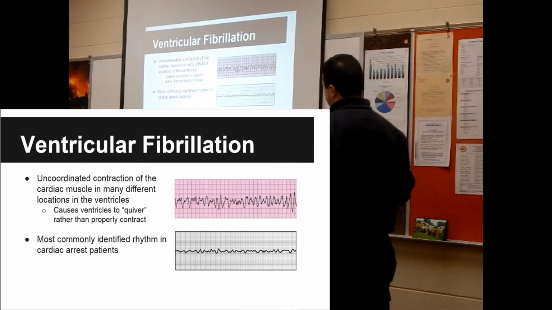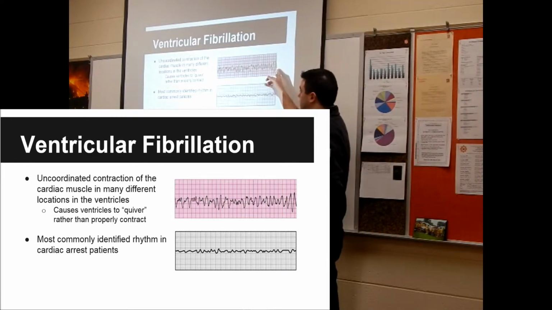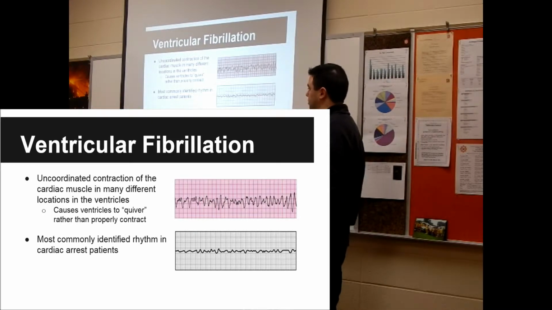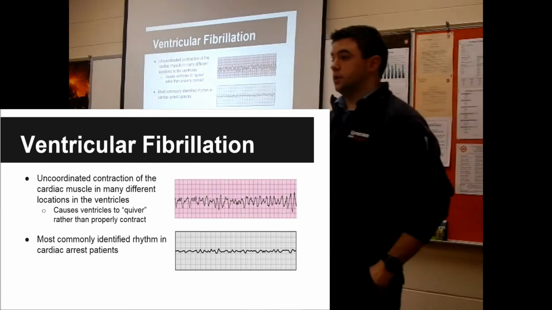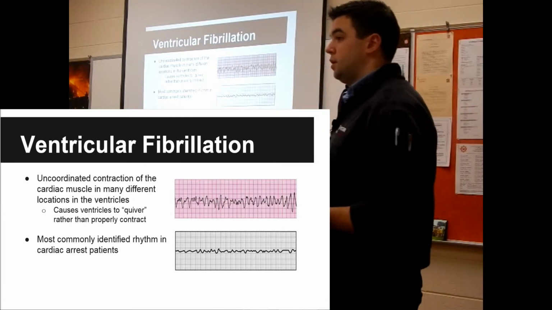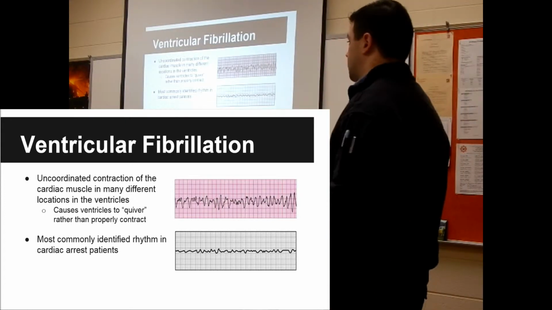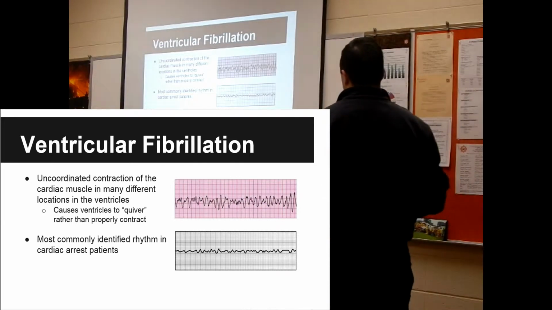There's coarse Vfib and fine Vfib. Coarse Vfib is just broader. Fine Vfib is more narrow. Coarse Vfib is what we're going to look to shock because it has a lot of electrical activity going on, and we can deliver the shock, and it's hopefully going to have better outcomes.